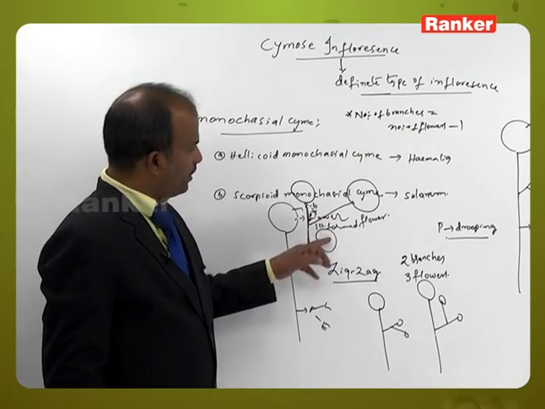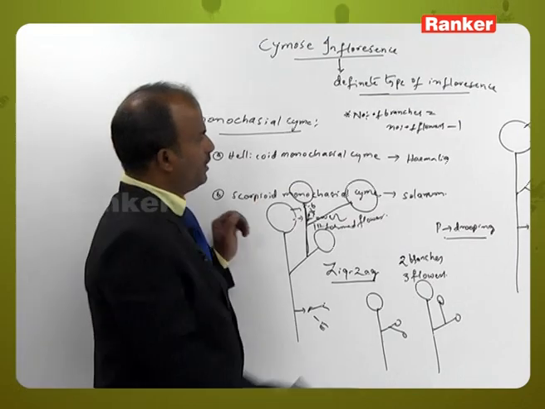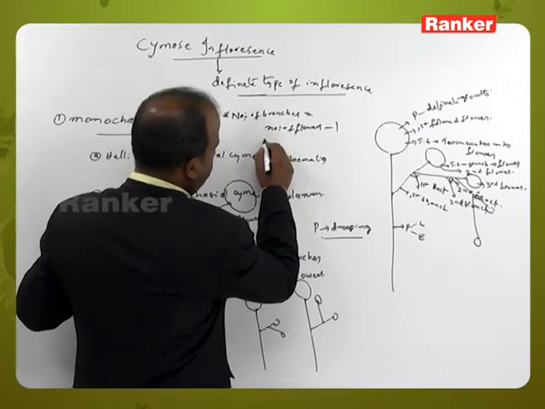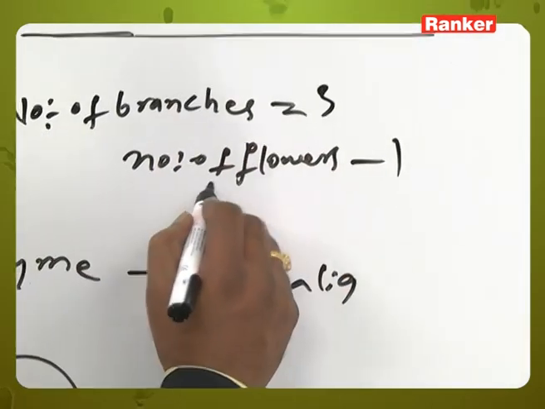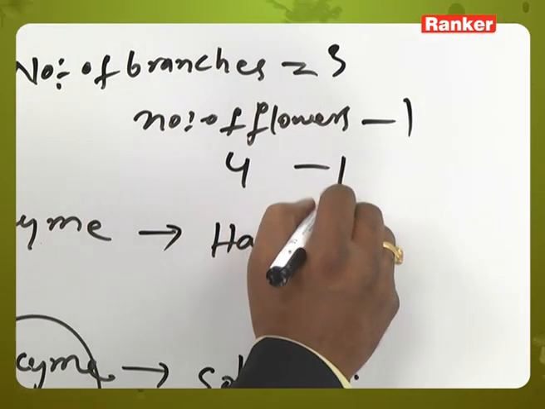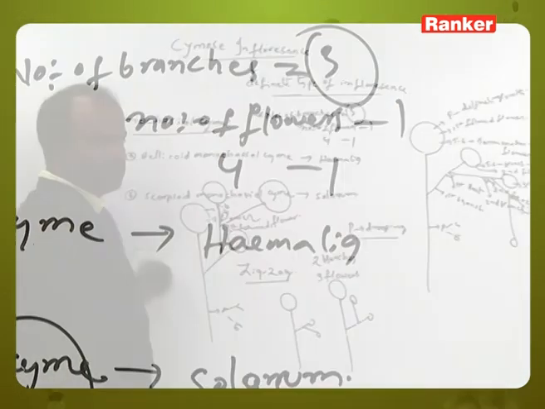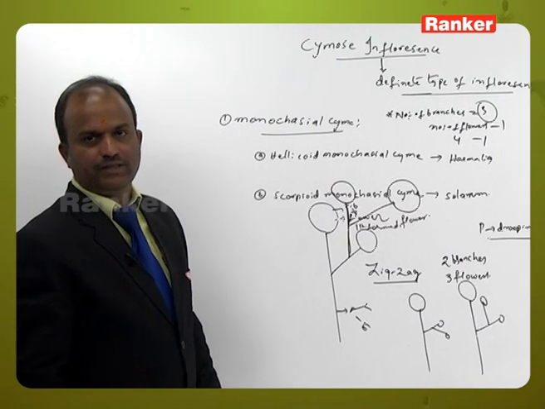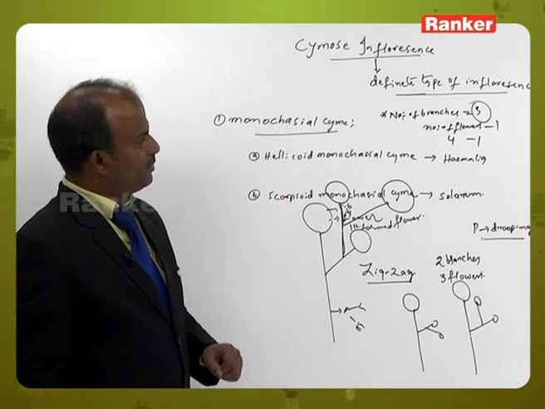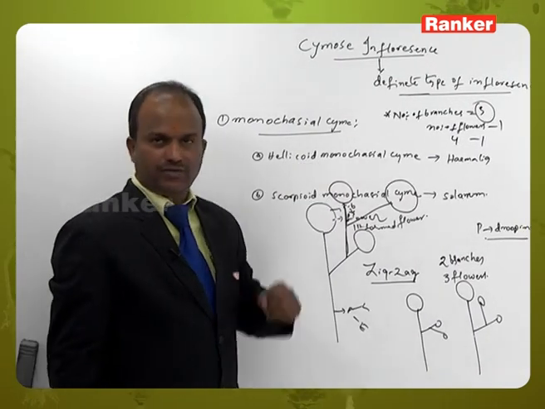Number of flowers are how many? 1, 2, 3, 4. That means number of branches is equal to 3. Number of flowers is equal to 4 minus 1. That itself indicates 3 is the answer. 3 is the answer. Now can you tell me number of flowers is equal to?